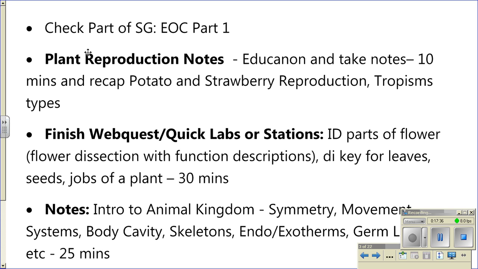Okay, so after the web quest, you're going to go to the plant stations. They are in the back. Plant stations include things like the dissection, which is going to be the flowers you're going to be pulling apart and labeling the functions. I've got a dichotomous key with leaves, so you've just got some practice, cool, fun things to do. But after that, I'm going to limit us, and we're going to stop on plants, and we're going to move on to animals, okay? And then we'll all come back together.